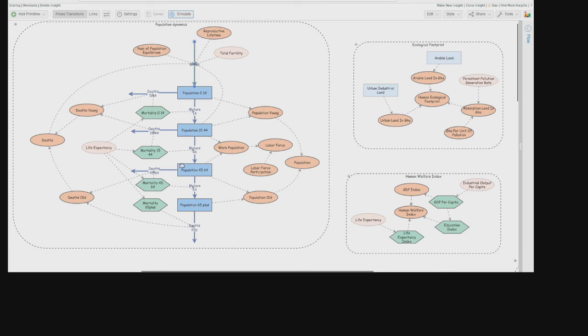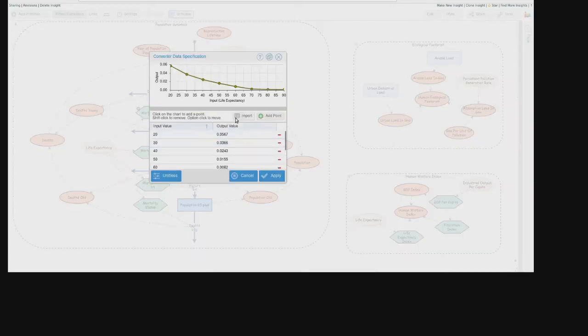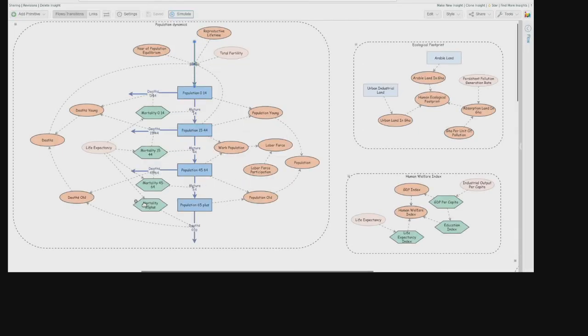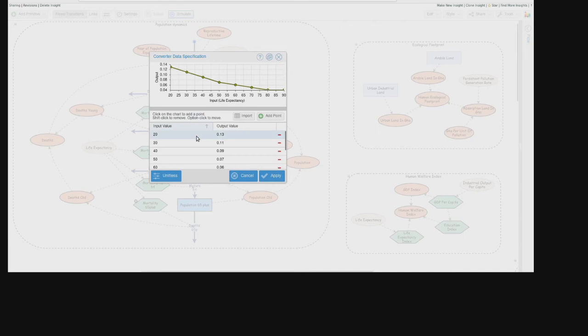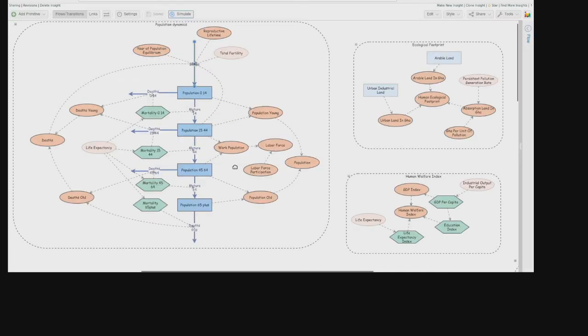As people move to the next group, the stock, each age group has a different mortality rate. You can see the young have a very low mortality rate, while the older people have a much higher mortality rate, which makes sense. The older you are, the more likely you will die.